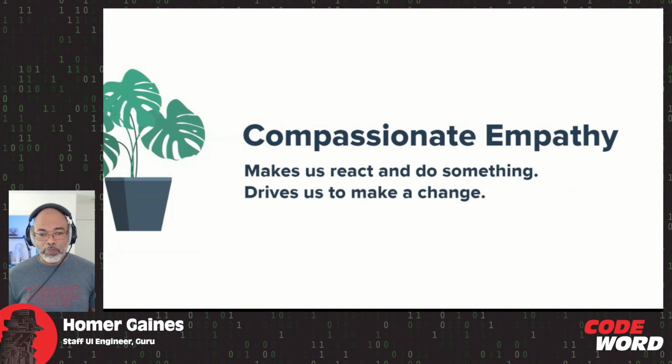And compassionate empathy is where it really gets real. This is where we actually take what we have learned and apply it. This is us recognizing that our application has accessibility shortcomings, and now we are doing something to make it better for our users.